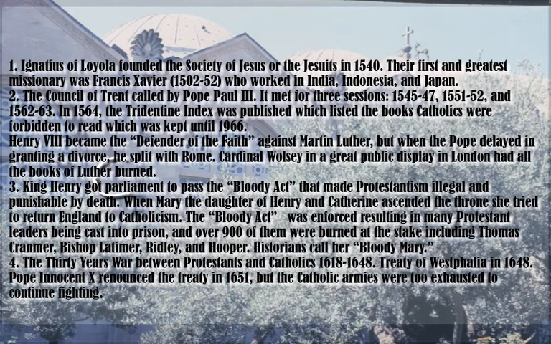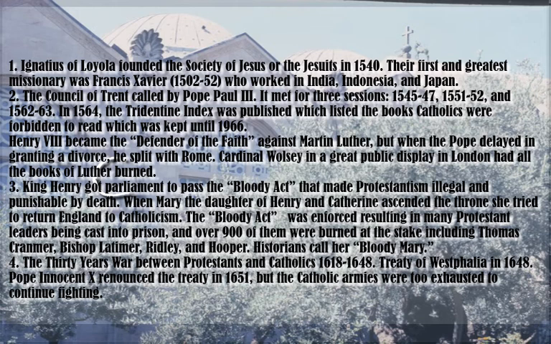Henry VIII became the defender of the faith against Martin Luther, but when the Pope delayed in granting him a divorce, he split from Rome. Cardinal Wolsey, in a great public display in London, had all the books of Luther burned. King Henry got Parliament to pass the Bloody Act that made Protestantism illegal and punishable by death.